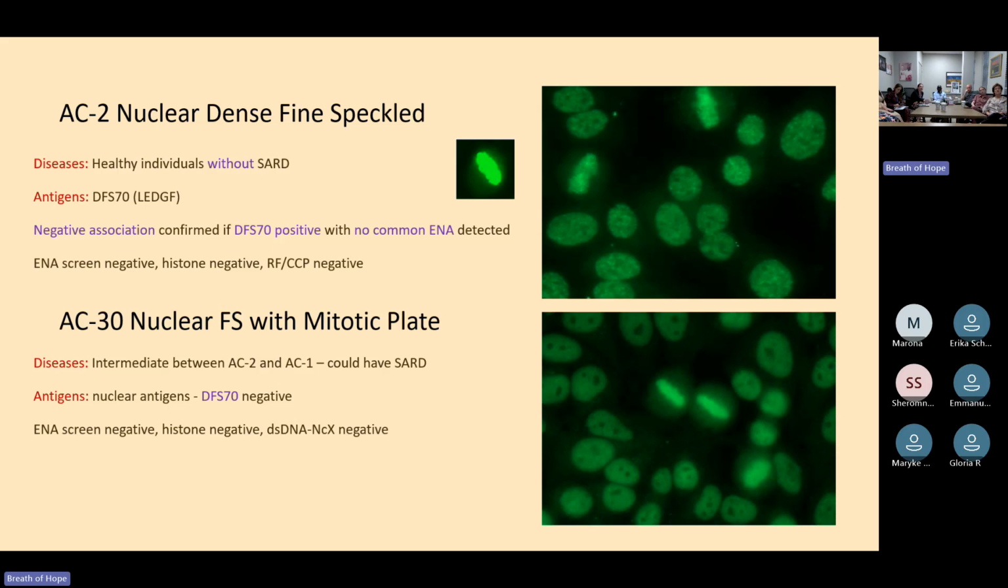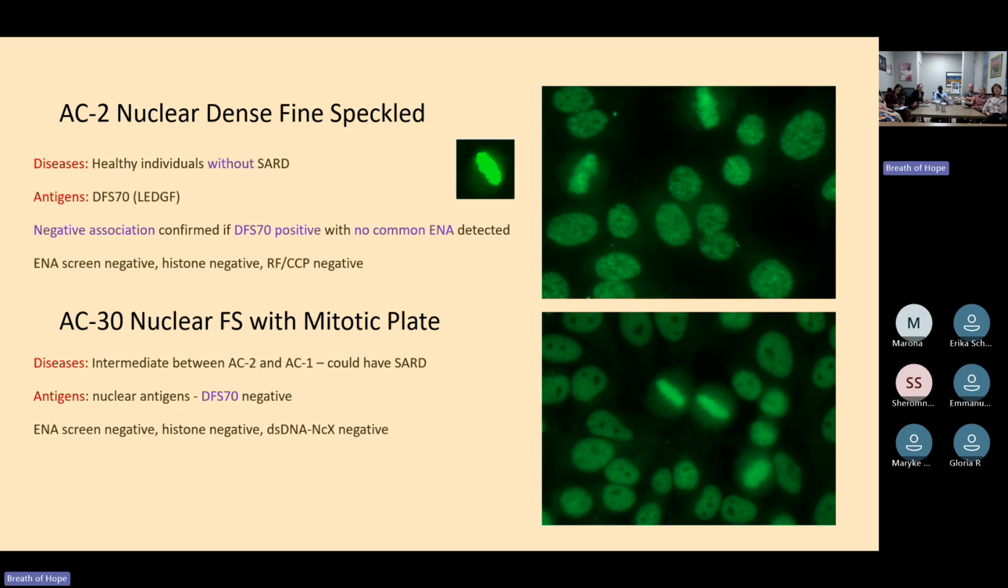It's all speckly, and there's lots of them. They're all distributed throughout. Okay, so when we see this, we say we think it could be an AC2. So the first thing we measure is your DFS70, then it's fine speckled 70. If that is high, we then look at the ENA. If the ENA screen is negative and there's no other obvious or common ENA detected, so there's no rheumatoid, there's no histone, then you would say most likely this patient does not have an autoimmune disease.